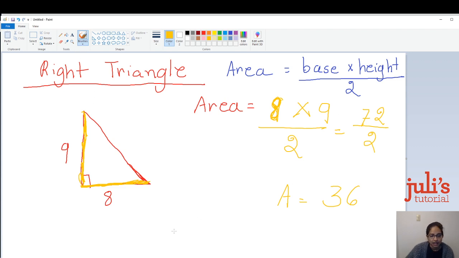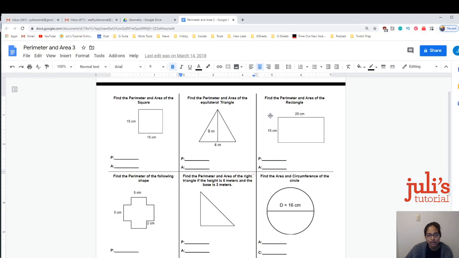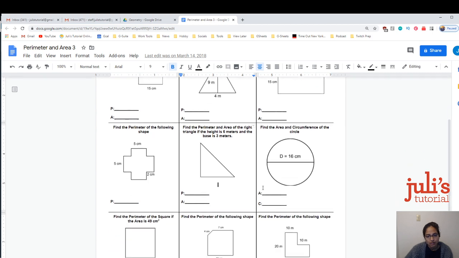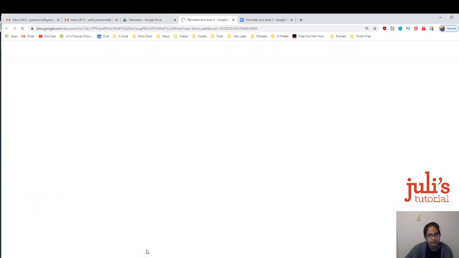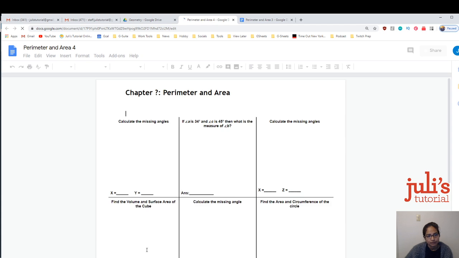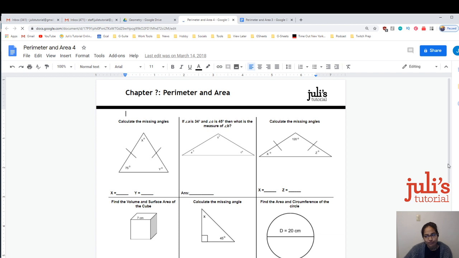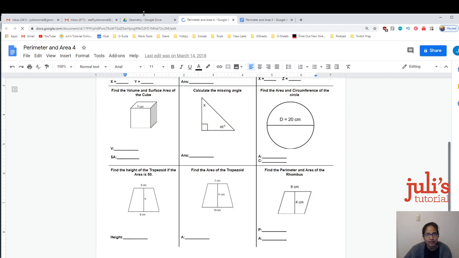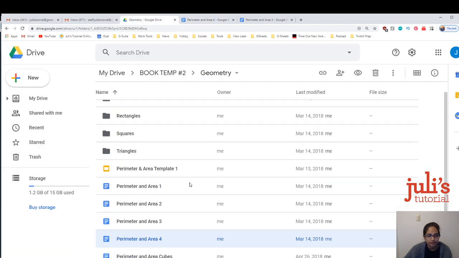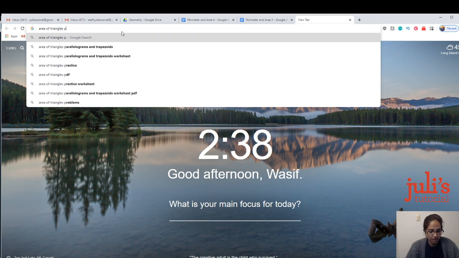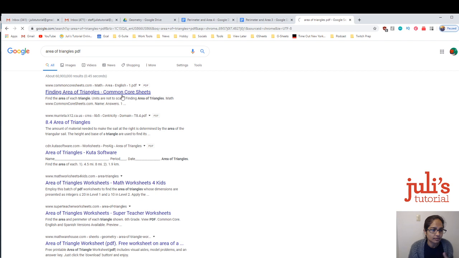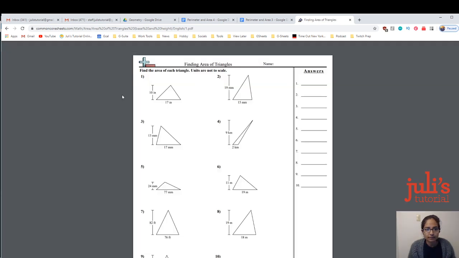Now I want you guys to find the... no, that's not the right one. Just gonna look up some examples. Area of triangles, PDF. Yeah, this is a good one.